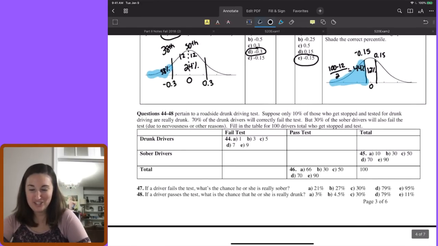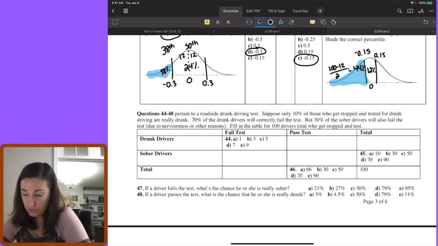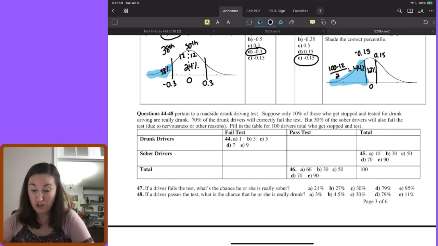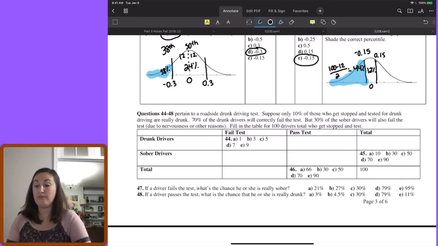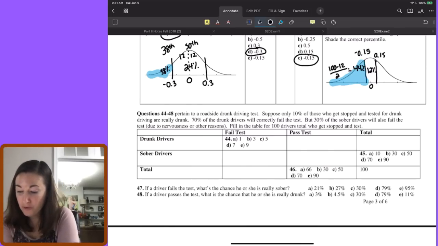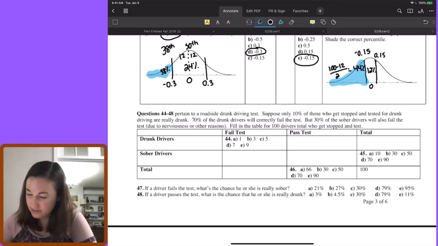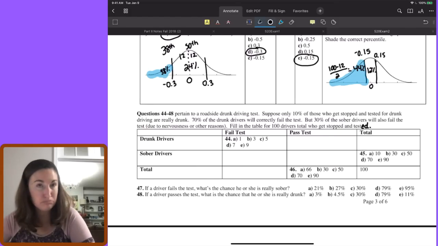Cool. Okay, so this next one pertains to a roadside drunk driving test. Supposedly 10% of those who get stopped and tested for drunk driving are really drunk. 70% of drunk drivers will correctly fail the test. 30% of sober drivers will also fail the test because they're scared. Fill in the table for 100 drivers total who get stopped and tested. Wow, there are a lot of typos on this exam. There we go.